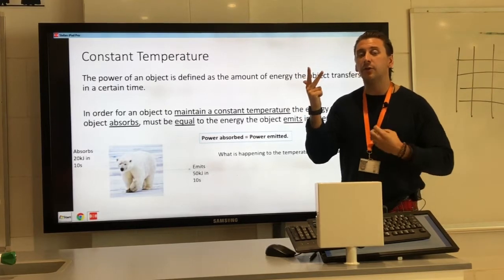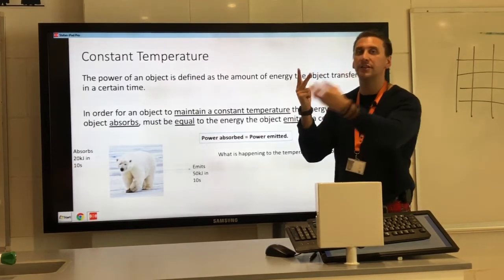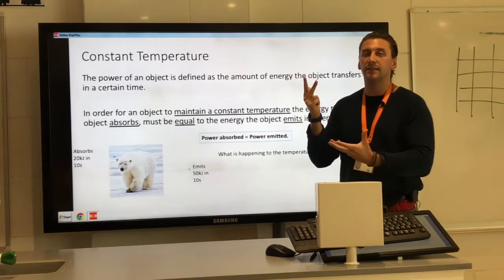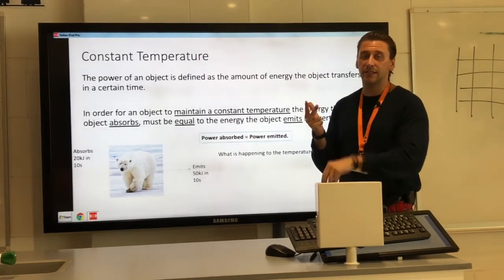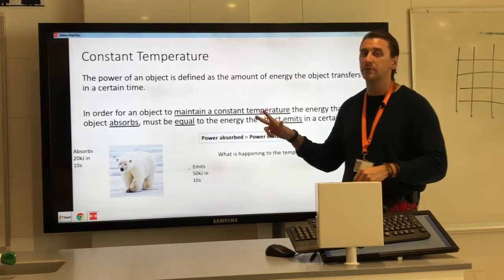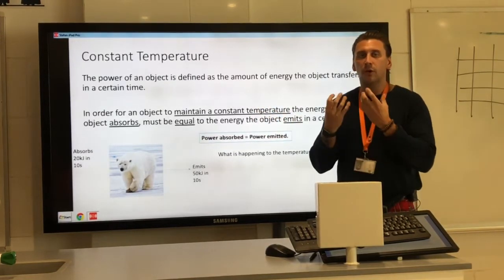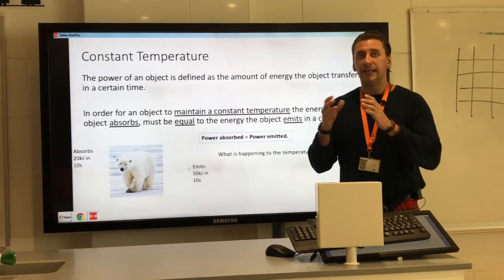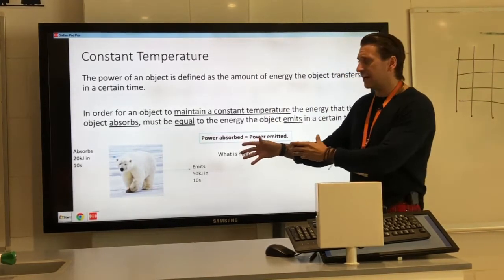And finally, if the object emits more energy than it absorbs, so it absorbs less than it emits per second, then the temperature of the object decreases. So there are 3 things that can happen to any object. Now, one quite common example actually asked in the GCSE exam is of a light bulb. It doesn't have to be a polar bear.